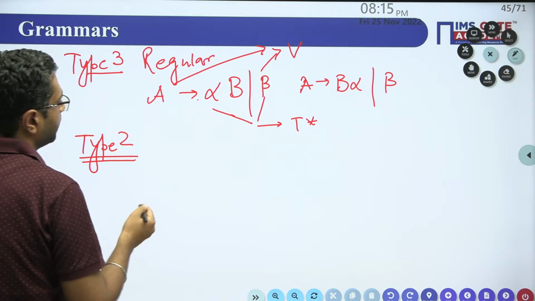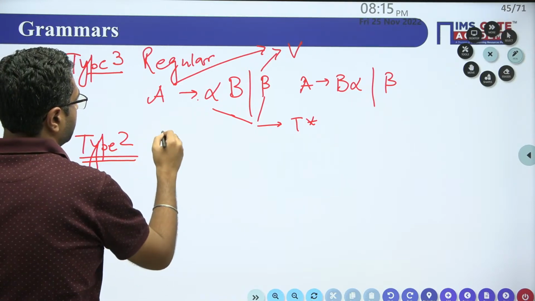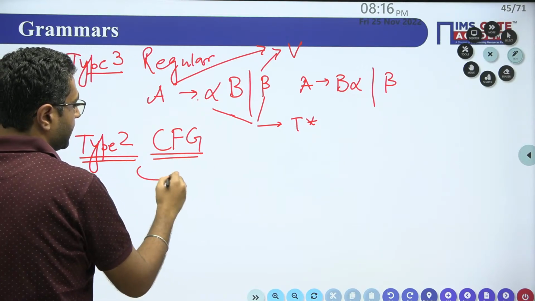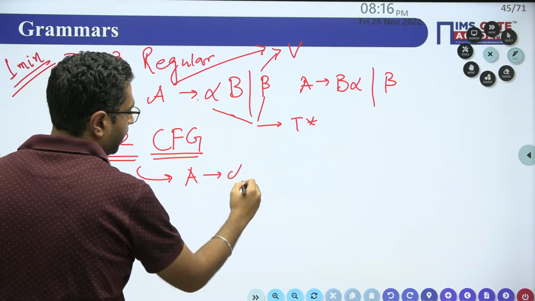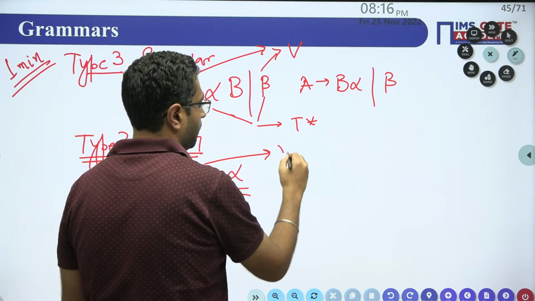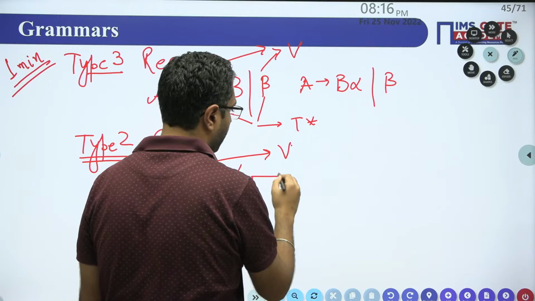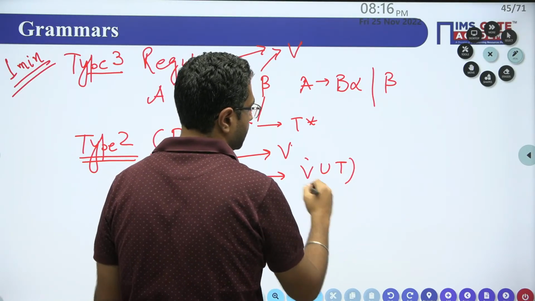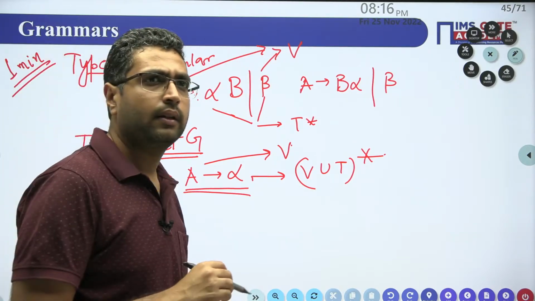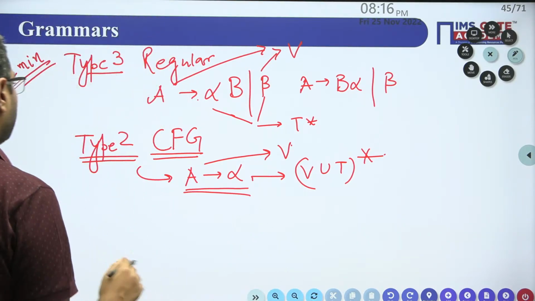And type 2 grammar is known as the context free grammar. How does the format look like? It is A goes to alpha, where A is a vertex or a non-terminal, alpha is V union terminal star. Right? Is it okay, guys? I'm just brushing up the grammars.